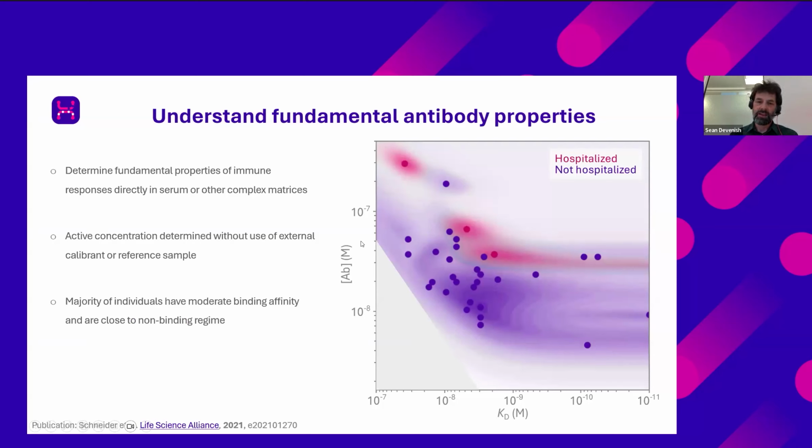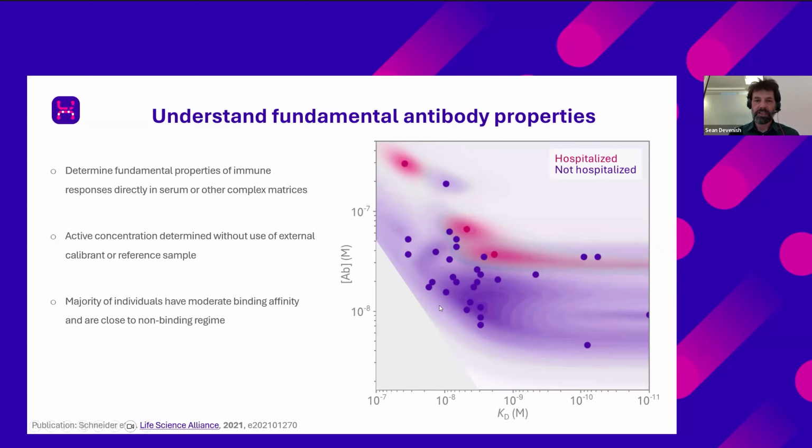Now, the other thing you can see on this graph is this gray region on the bottom left corner, and this is the region in which we would not expect, because of the biophysical properties of binding, to see binding. So if there's an individual with an antibody response lying in this region, then they won't be mounting an effective binding response against the virus, and also we are not able to characterize that response using our technology.